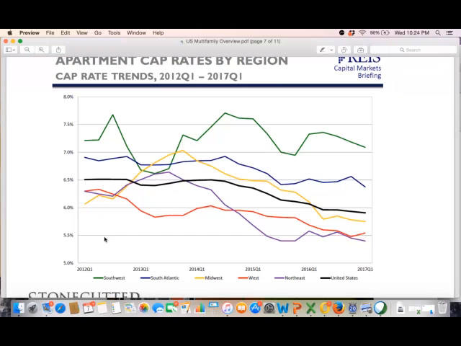But in 2012, the logjam broke and deals started occurring. Since that time, the Northeast, which is driven by New York and Boston, those cap rates have declined dramatically. Another thing that's interesting to me is the Southwest is pretty much where it was, and I think that is really reflective of Houston.